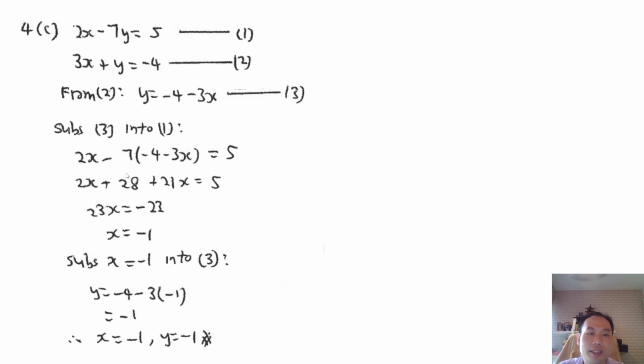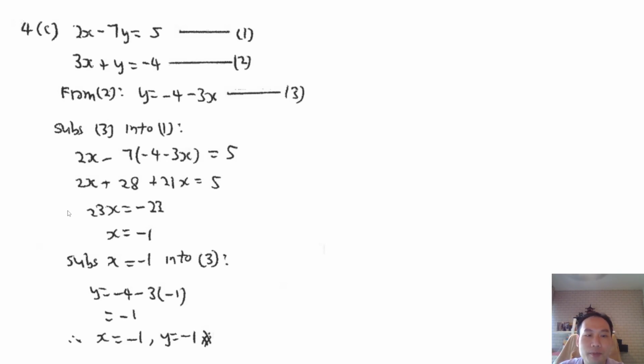So we have 2x minus 7y, but substitute the y with this expression equals to 5, right? Simplify it by expanding. So 2x plus 28 plus 21x equals to 5. Take note, it is negative 7 times negative 4. That's why it's a plus 28 here. Same thing is negative 7 times negative 3x. Therefore, it's a plus 21x over here.